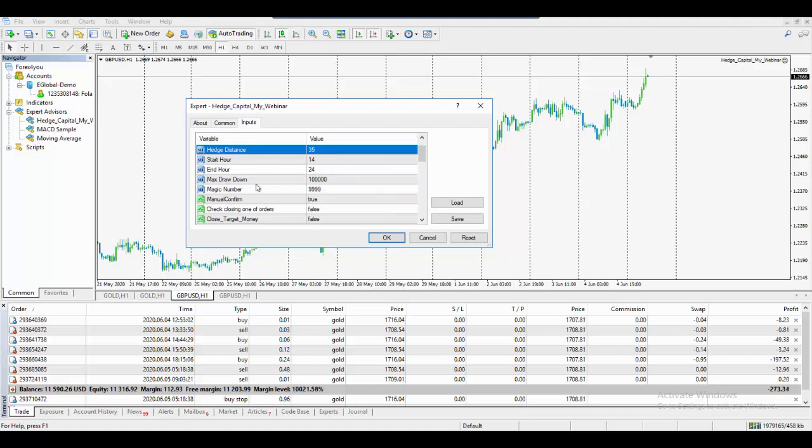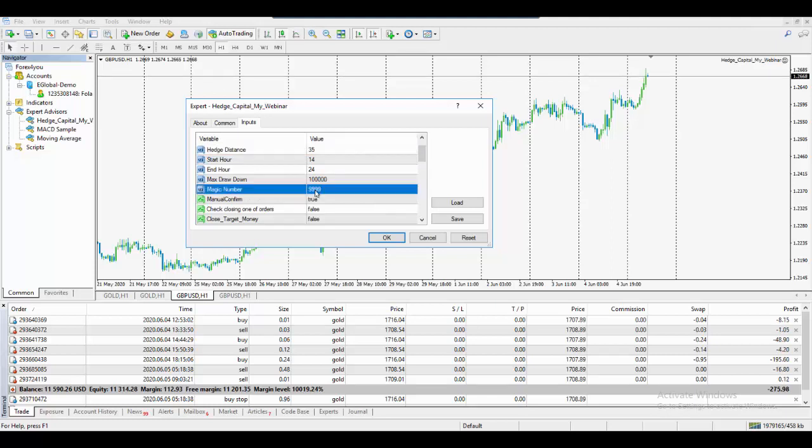Now, maximum drawdown, let's not talk about it for now. Magic number is very important to talk about. What the magic number does in this software is tell the software to treat this chart as a buy chart. So when we want to do sell, we must change the magic number away from 999. I'll tell you when we reach that level.